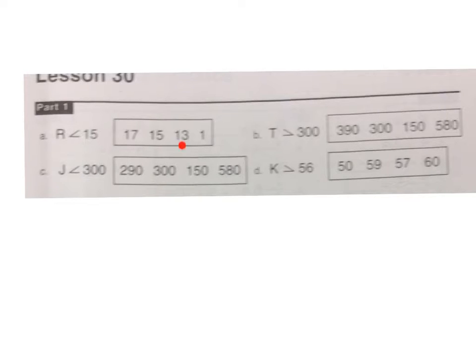So the next one is 13. 13 is smaller than 15, so it is possible for it to be 13. The next one here is 1. And 1, if I picture it here, 1 is smaller than 15, so that means that R could also be 1. So for A, it could not be 17 or 15 because those numbers are not smaller than 15 like the equation shows, but it could be 13 or 1, so I would circle that.